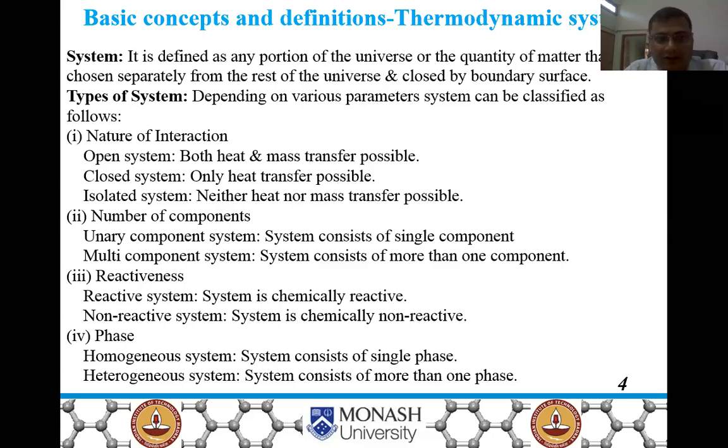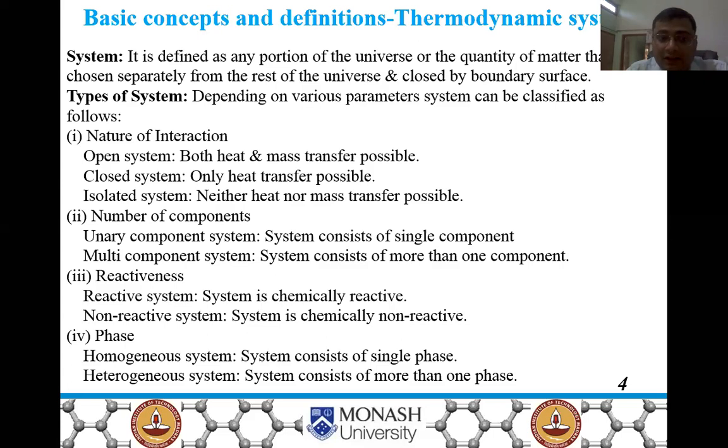Now, what are the types of systems? Depending on various parameters, systems can be classified on different bases. First is nature of interaction, that is, how it is interacting with the surrounding. First is the open system. If heat and mass transfer is possible, then it is known as an open system. If only heat transfer is possible, then it is called a closed system, and if neither heat nor mass transfer is possible, then it is called an isolated system.